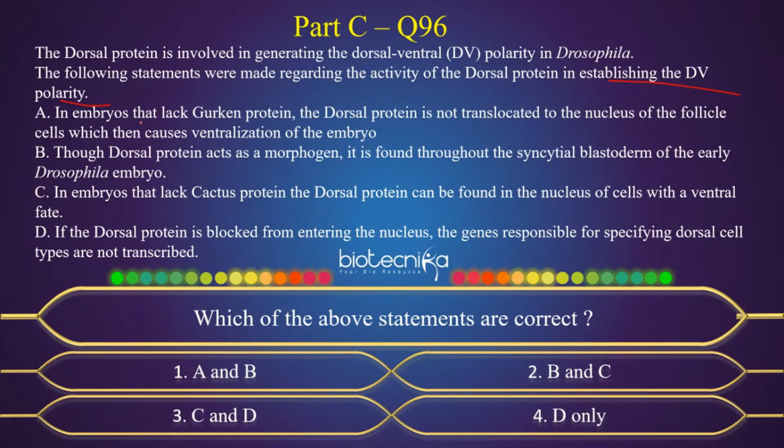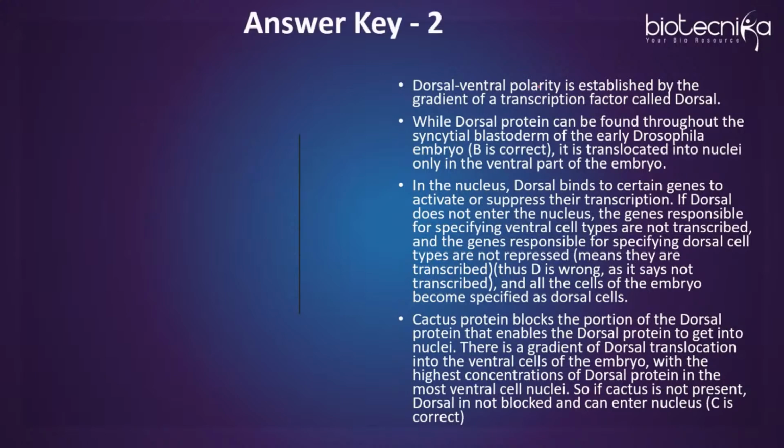This is a very common topic of question, asked almost in every CSIR question paper, right? So basically what do we have here? The dorsal ventral polarity is established, just remember this part, by a gradient of a transcription factor called dorsal. Only one point you have to remember. You might think that if the dorsal protein is present, it will cause dorsalization, that is, formation of the dorsal part. But actually that is not correct. Dorsal protein causes ventralization, because it is based on mutation phenotype.